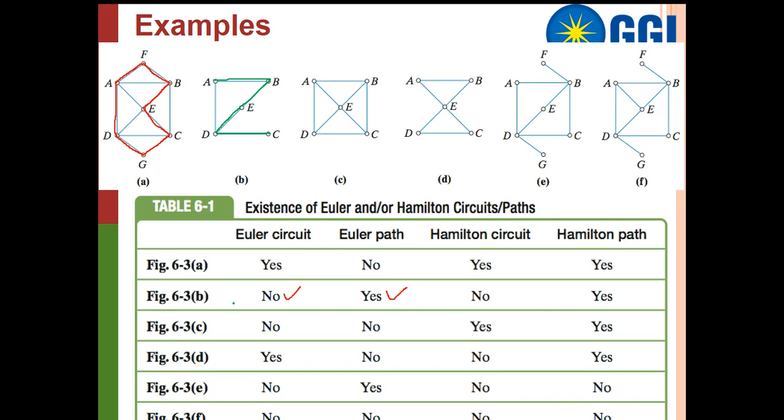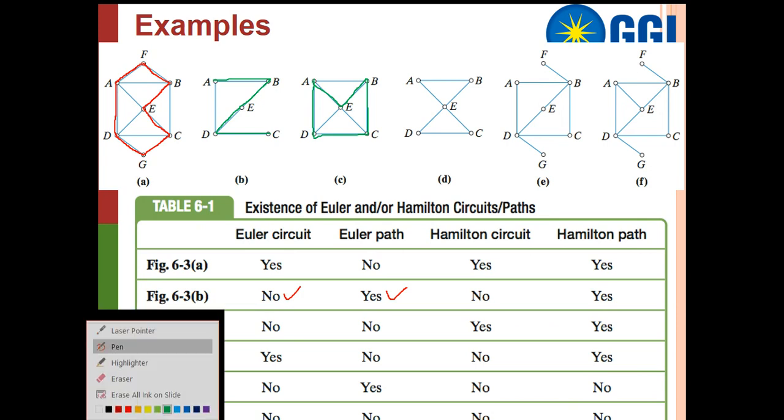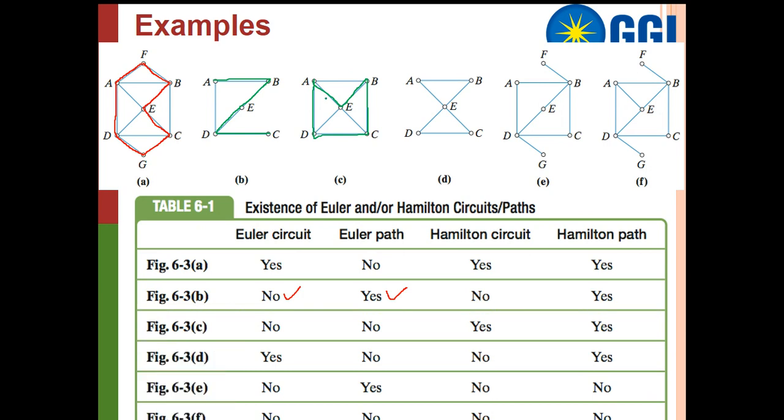So let's start from A. For the circuit, we visit A, then D, then C, then B, then E, and then A. So this is a circuit. And if we remove this particular edge A to E, then it will become a path. So this particular graph has a Hamilton circuit as well as a Hamilton path. Let's see this next diagram. The rest you can do.